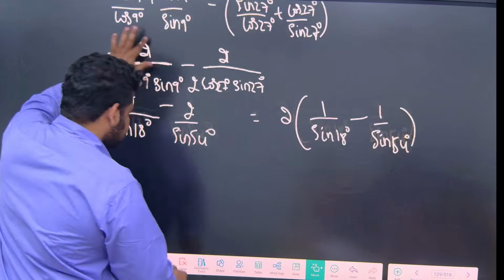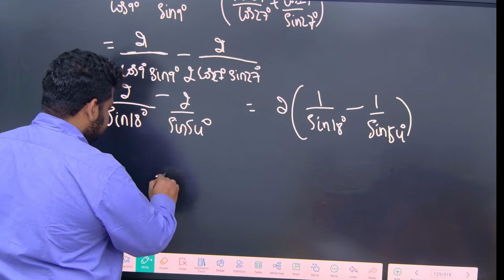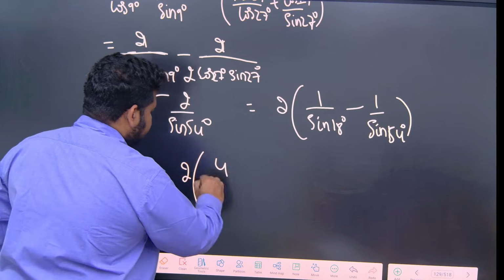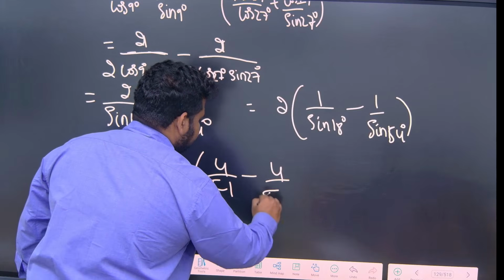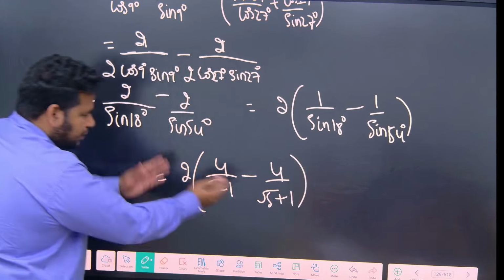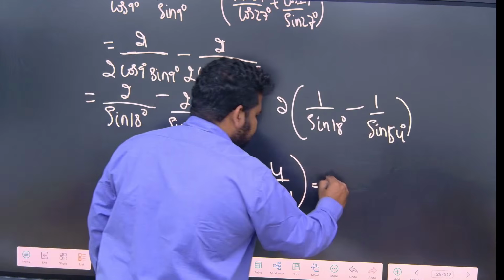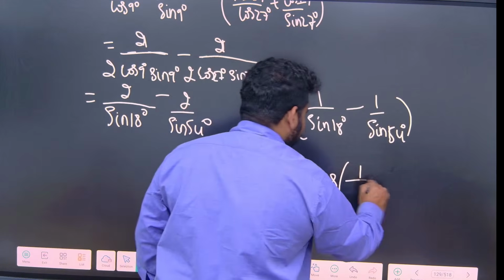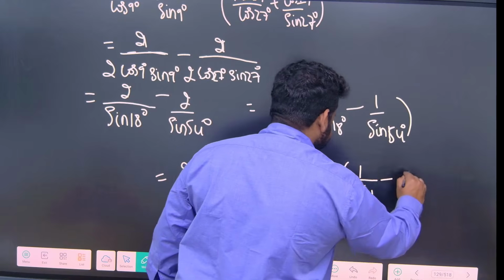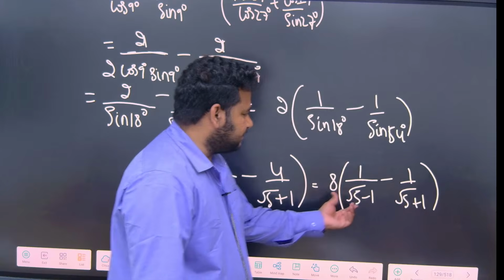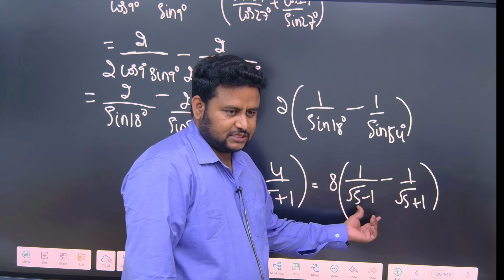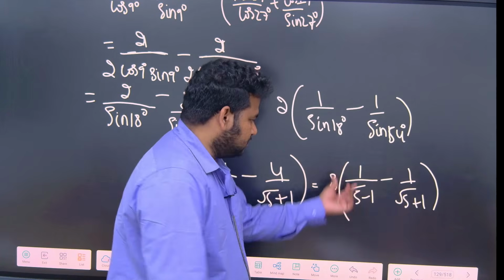I can write this here as 2 into 4 by root 5 minus 1, minus 4 by root 5 plus 1. Correct? No? So if I take 4 common, this will become 8 into 1 by root 5 minus 1, minus 1 by root 5 plus 1. Correct? Now if I take LCM, LCM will be root 5 minus 1 into root 5 plus 1. That is a minus b into a plus b. So this will be what?